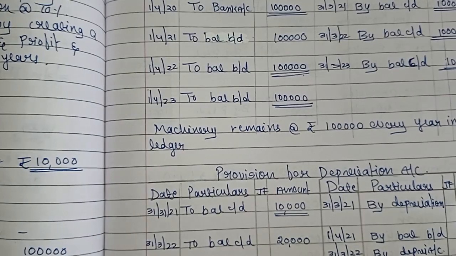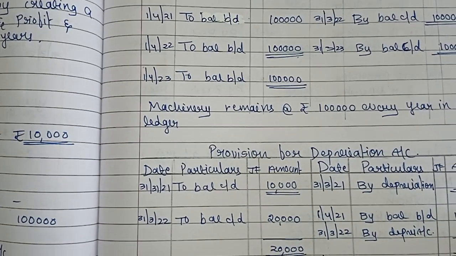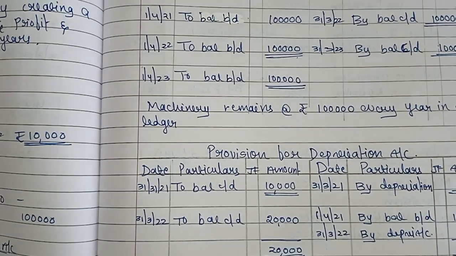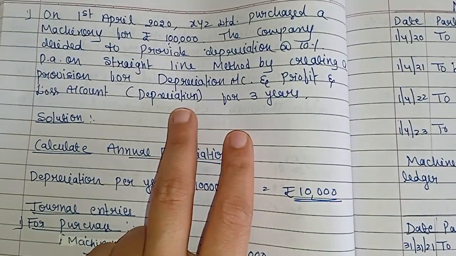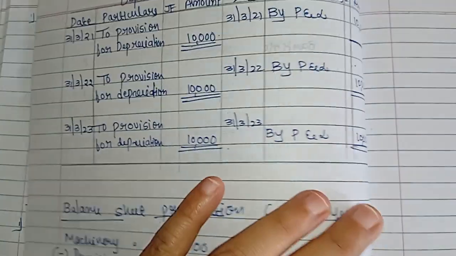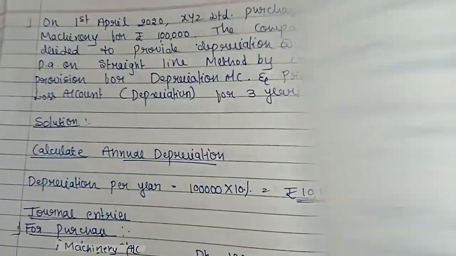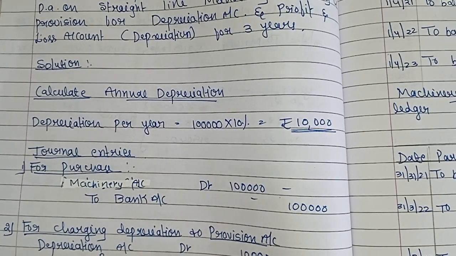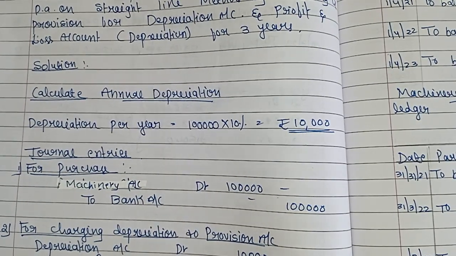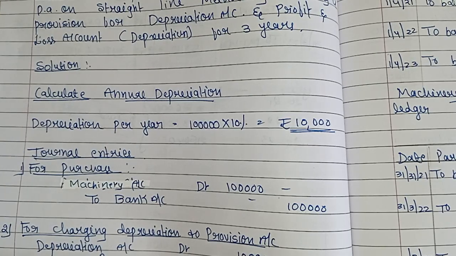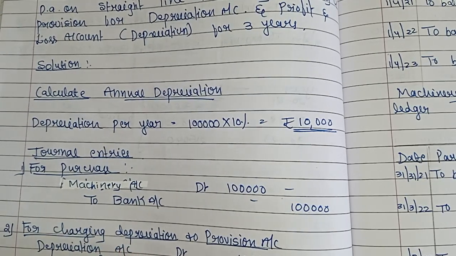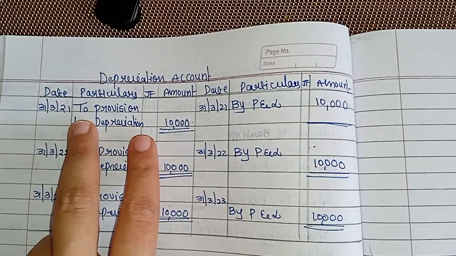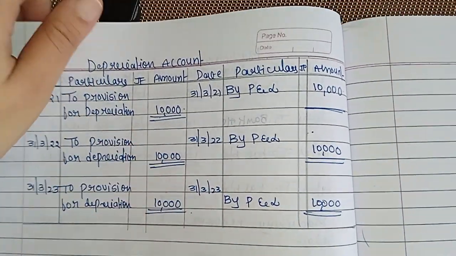So in this way we have to prepare a separate account called provision for depreciation account in the indirect method. Clear? Now which account do we need to create? Depreciation account, that is also for 3 years. So just see the journal entries. Here depreciation account is there, and to provision for depreciation account, that is credited, and in depreciation account what we need to do is debit. That's it. See here, debit 31st/3/21, to provision for depreciation 10,000.